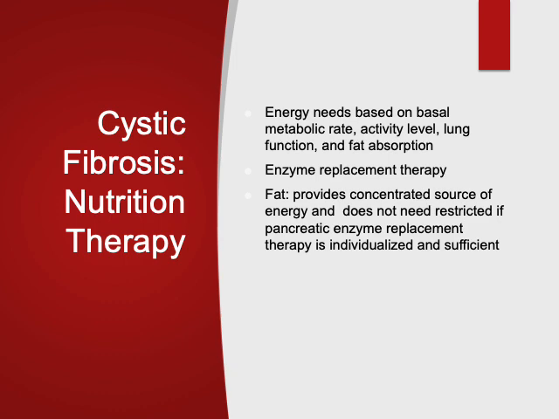The primary goal then of nutritional therapy for our patients with cystic fibrosis is to exceed the dietary reference intakes, or the DRIs. And you are going to exceed in all other nutrients by 1 to 2 times. More specifically, 1.2 to 2 times more of the DRI. And dietitians will estimate individual energy requirements based on the patient's basal metabolic rate, as well as their activity level, their lung function, and their overall fat absorption. So very individualized. But remember, 1.2 to 2 times more of DRI.